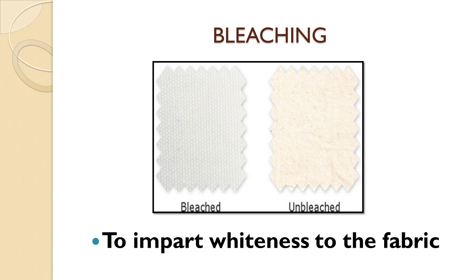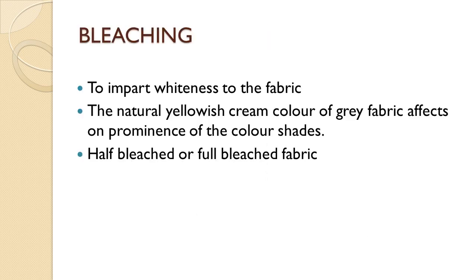Generally we prefer oxidizing agents for cotton like hypochlorite, hydrogen peroxide. So this is also done on jigger machine, and a continuous bleaching range machine is also there. We impart whiteness to the fabric by bleaching. As I told, the natural yellowish cream color of grey fabric affects the prominence of specific color shades.